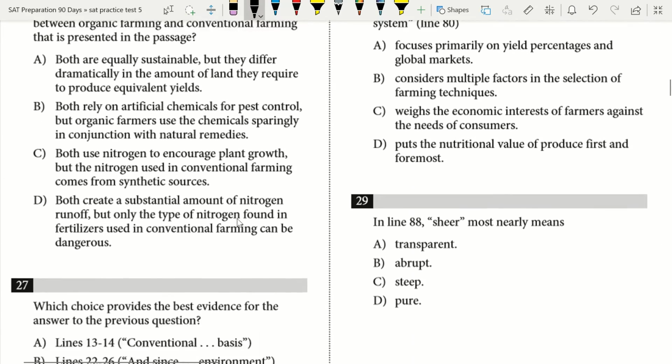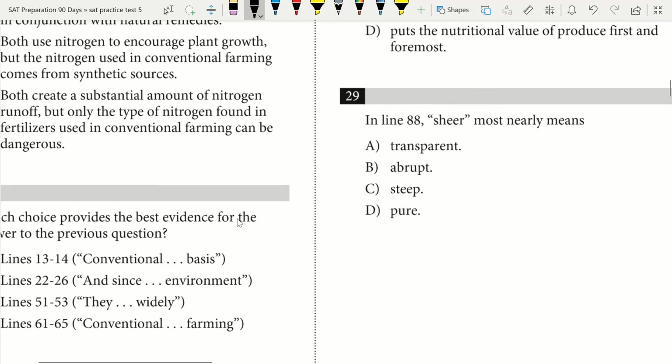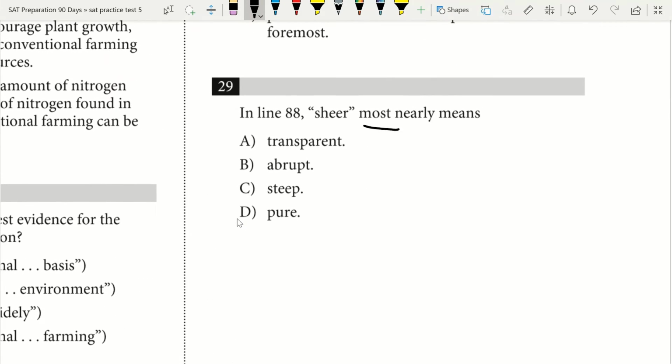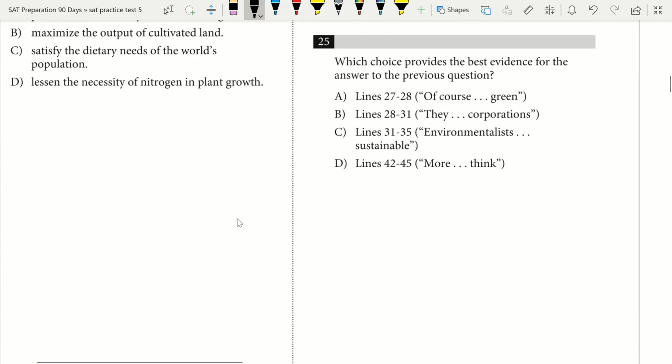Let's go down and find question 29. Question 29 is another words in context question. It says, in line 88, sheer most nearly means what? The words most nearly means tell us it's going to be a words in context question. We're directed to line 88, and we are asked for sheer. So let's go to line 88, find sheer.